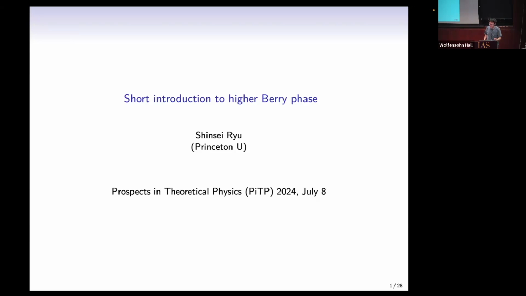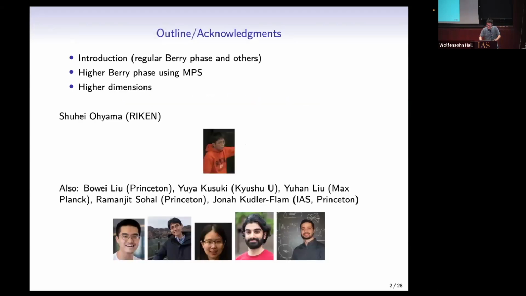So today I want to talk about something called the higher Berry phase. This is going to be a very short, quick introduction. It is some sort of a many-body version of Berry phase. I think you may have heard about Berry phase, of course, many times in condensed matter physics. So the higher Berry phase is some sort of generalization. And in fact, in my presentation, I'll be using the language and techniques from tensor networks.